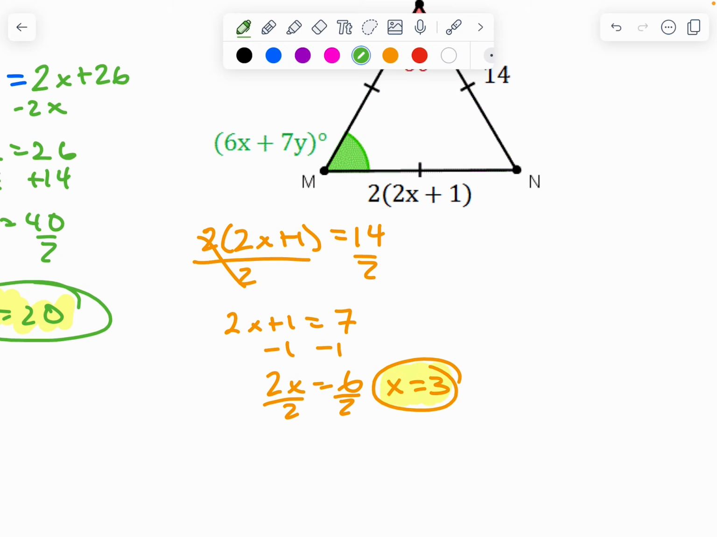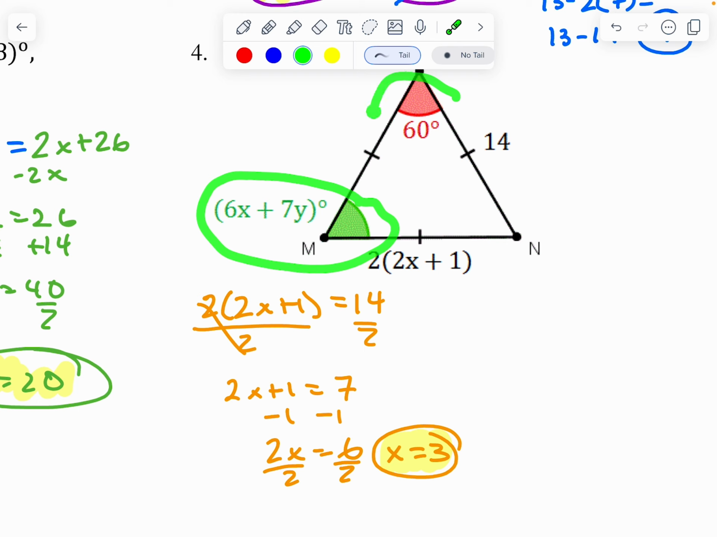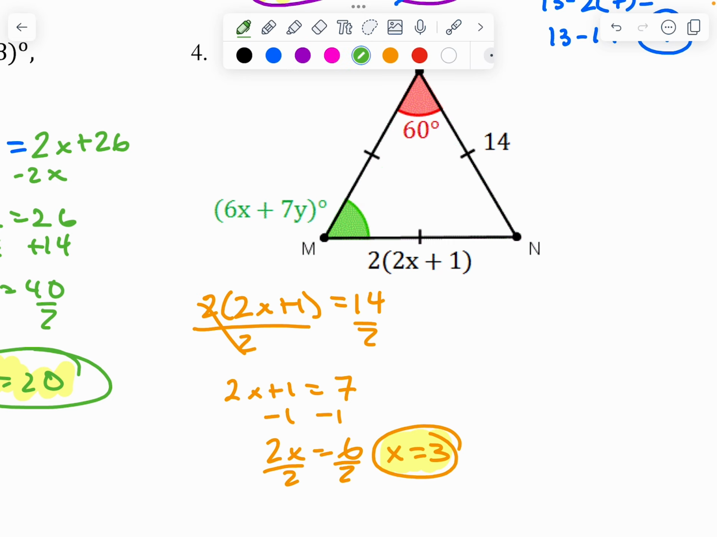Now, let's go ahead and find my angle, my y. So I know that 6x plus 7y is equal to 60 because although these are different colors, right, this is an equilateral triangle, which means all angles, so that means it's an equal angular triangle. All angles are the same. So I'm going to go ahead and take this. I'm going to set it equal to 60. But remember, actually, let's just take it a step at a time. So 6x plus 7y is equal to 60.